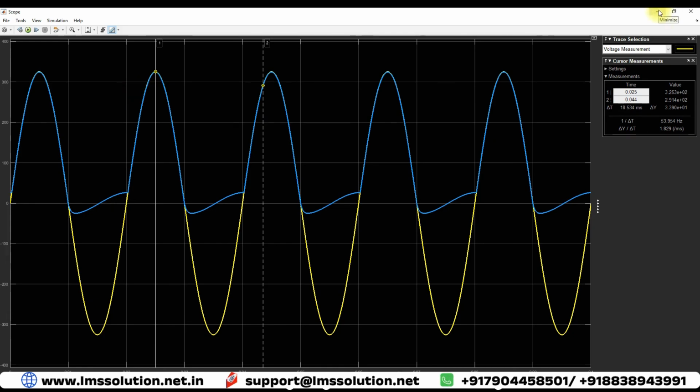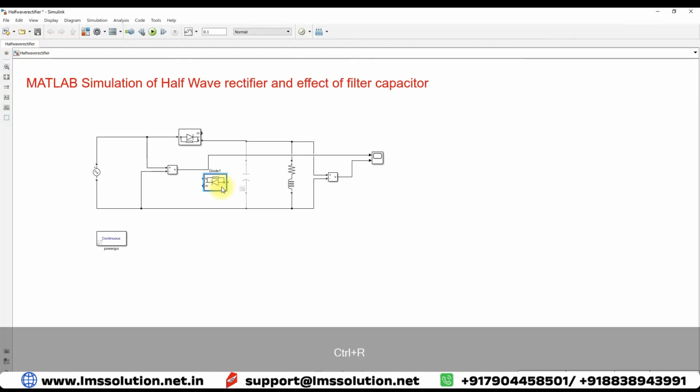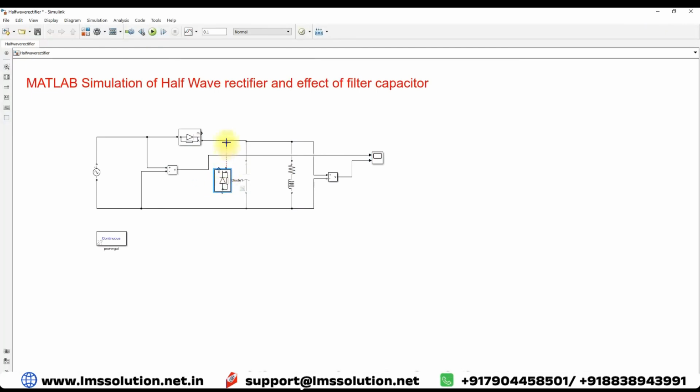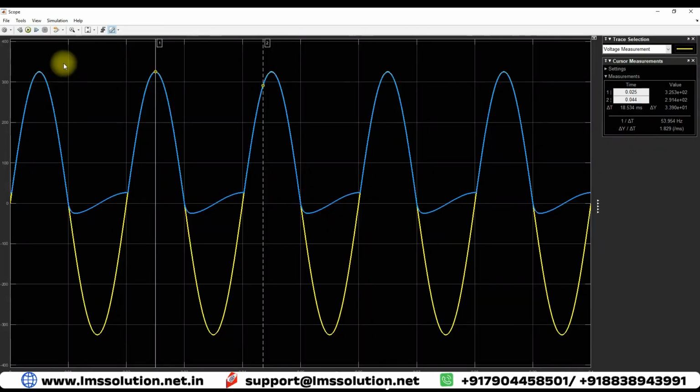So now I am going to use a freewheeling diode. I am going to connect one freewheeling diode here, and then you have to check the result of the system. Now you can see that after connecting the freewheeling diode, we can eliminate the negative portion. Here you can see that the negative portion is eliminated because of the freewheeling diode. So this is the effect of a freewheeling diode in the half wave rectifier.